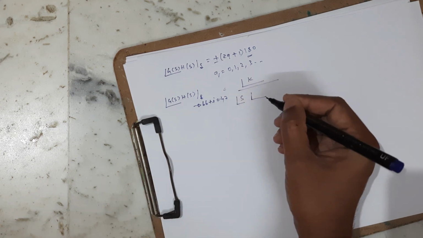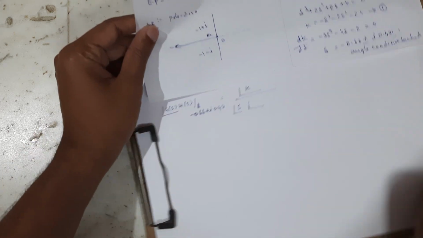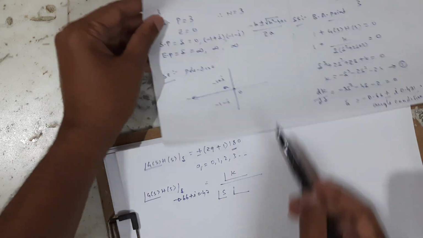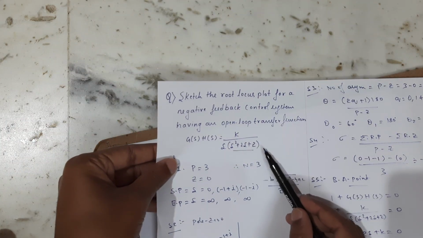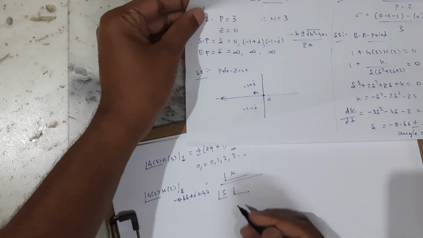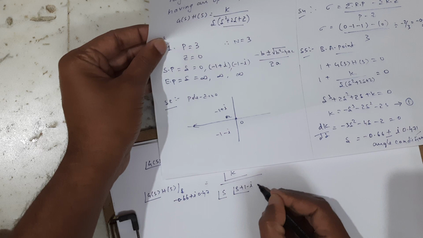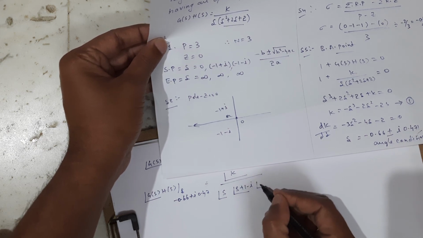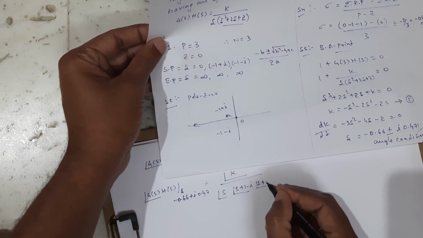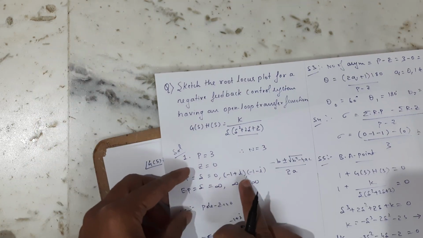Okay, next we have complex roots, right? So these are complex roots. So therefore, how to write this one? Please pay attention over here. So this we have s squared plus 2s plus 2. The roots are minus 1 plus i, minus 1 minus i. How to write this one? So this will be s plus 1 minus i, then s plus 1 plus i. Okay, so I need to get the equation like this.